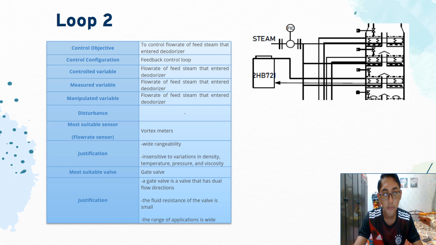The reason a gate valve is the most suitable valve is because a gate valve has dual flow direction. The flow resistance of the valve is small and the range of application of a gate valve is wide.